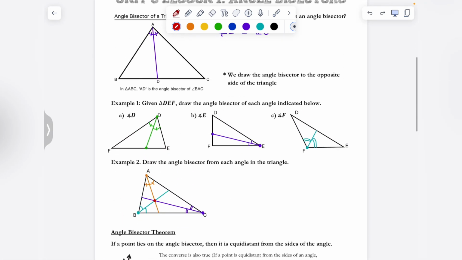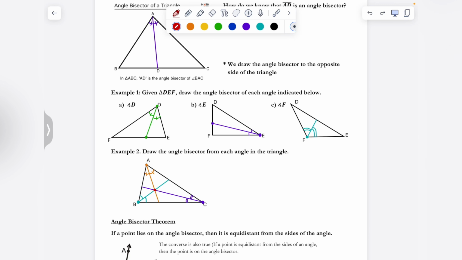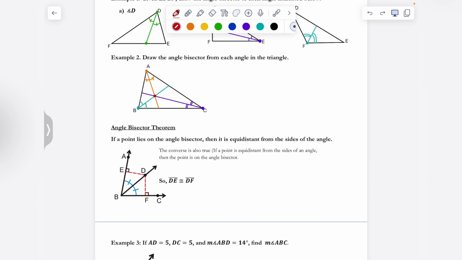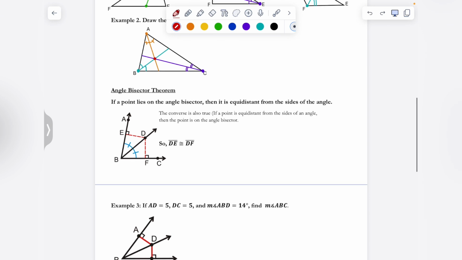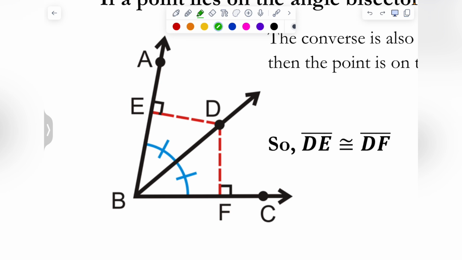So that's the big thing, is just what is an angle bisector, drawing those and making sure that we mark everything congruent. Now there's an angle bisector theorem. That's the second big part of these notes. The angle bisector theorem says this: if I have an angle bisector, so this one is an angle bisector, and I know that because the angles are marked congruent, then no matter where I draw a point on the angle bisector, so it could be down here, it could be up here.